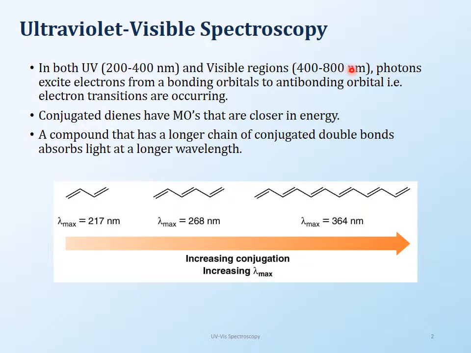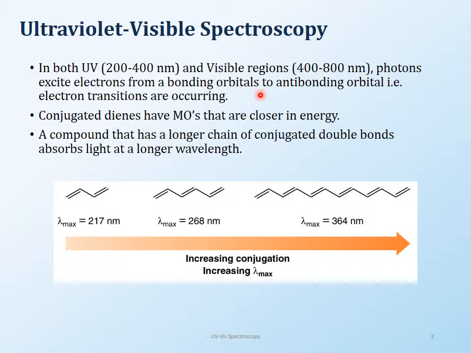400 to about 800, which is the visible region. And as I said previously, they're done together because one lamp can provide enough energy from 200 to 800 nanometers. So in this region, between 200 and 800, the energy that is given to the molecule, those photons, will excite the electrons from a bonding orbital to an anti-bonding orbital. And we'll talk about this a little bit later also.